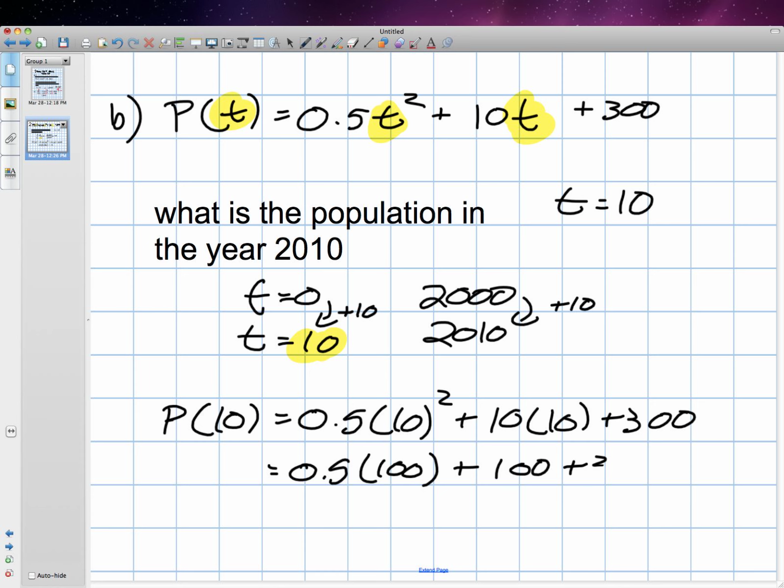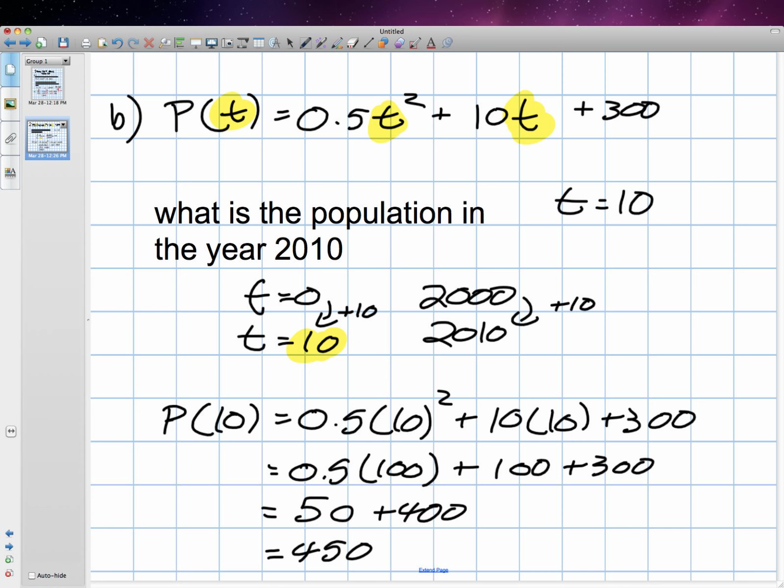Plus 300. Okay. How about 0.5 times 100? 50. Good. 100 plus 300? 400. What's the final answer? 450. Good. So, is the population just 450? What did we say the population was? That's right. This is in thousands.